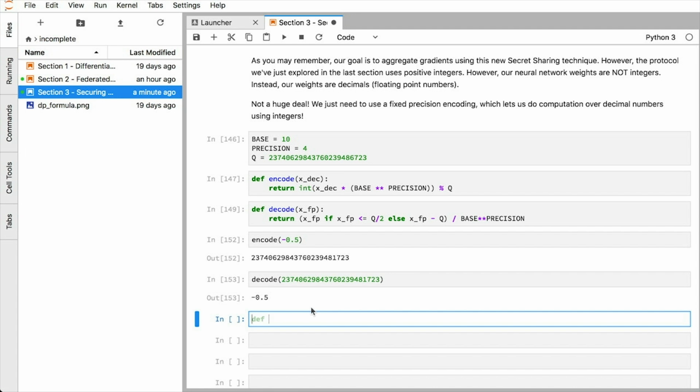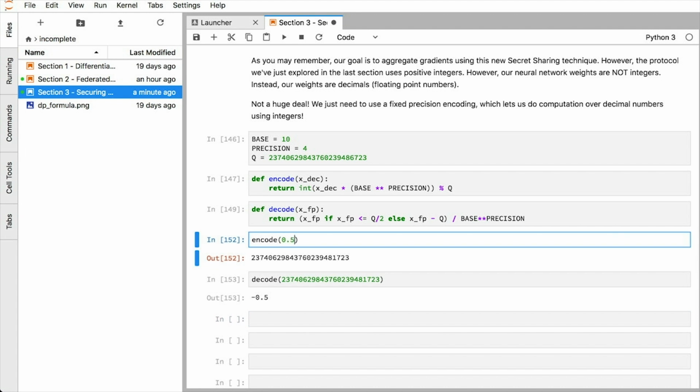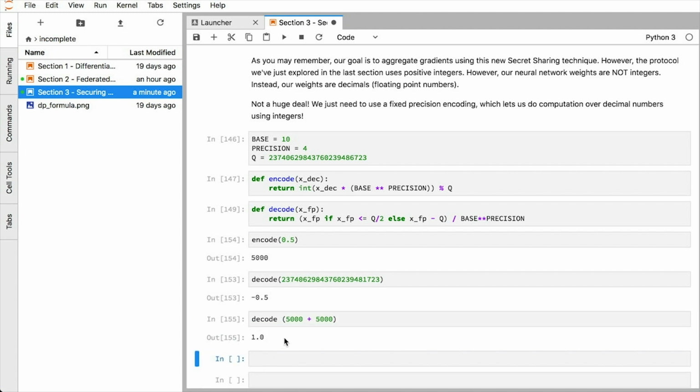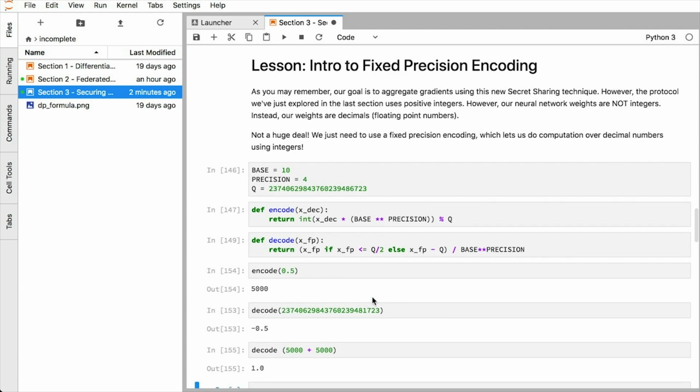A good example is addition. If I were to add two numbers together, so add 0.5 with 0.5, so we say 5,000 plus 5,000, decoding 5,000 plus 5,000 gives us 1. So some of these fall out naively. Multiplication and other operations can be a bit more tricky, but again, it's not something I want you to worry about too much, because you're really going to lean on a toolkit to handle fixed precision encoding for you, in the same way that you lean on your processor right now to do most of the low-level arithmetic for you. It's just good to have an idea that this is happening under the hood.